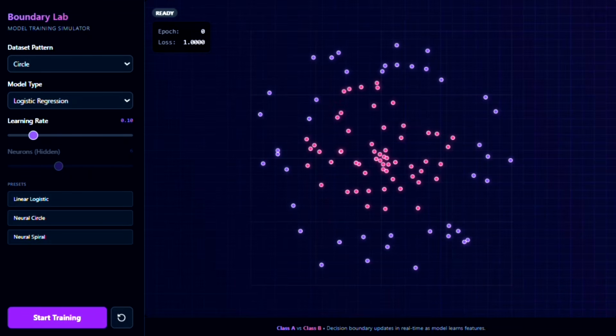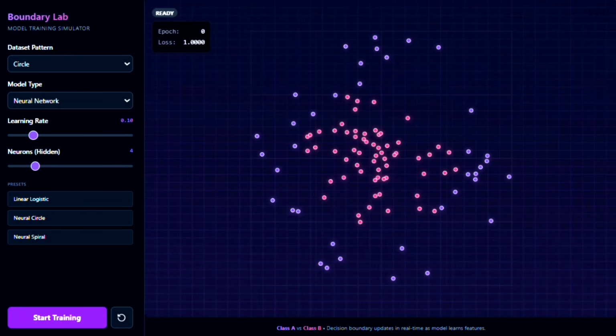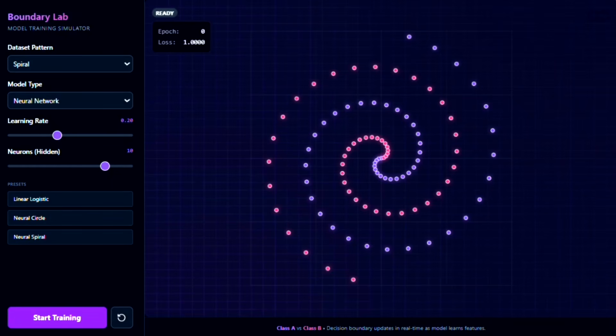When we switch to a circular distribution, a simple linear model like logistic regression struggles because it cannot bend the boundary. By switching to a neural network, the model can now learn nonlinear patterns to wrap around the circular data. You can increase the complexity of the neural network by adding more hidden units, which helps capture more intricate patterns. For a highly complex spiral dataset, we need more hidden units and a higher learning rate to converge on a solution. Click the Start button to watch the model iteratively adjust its decision boundary during the training process.